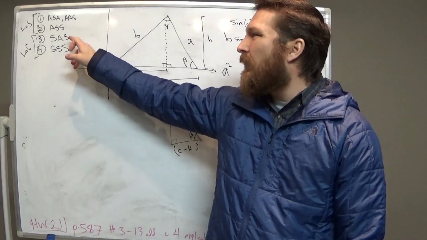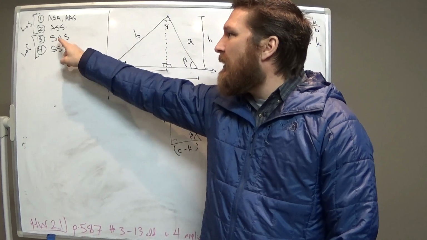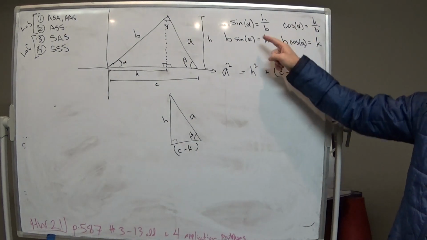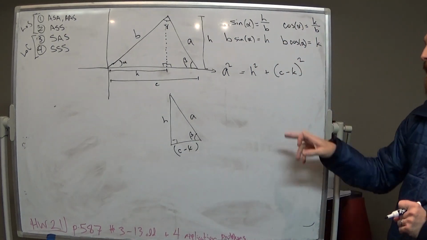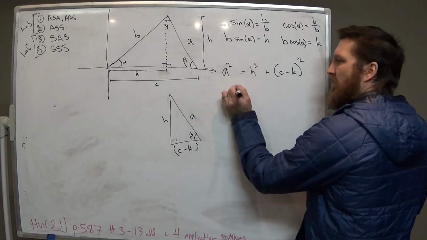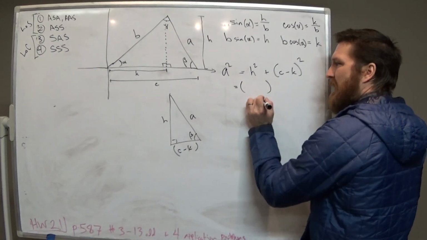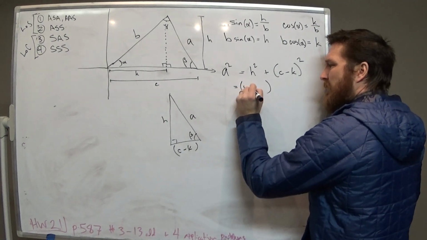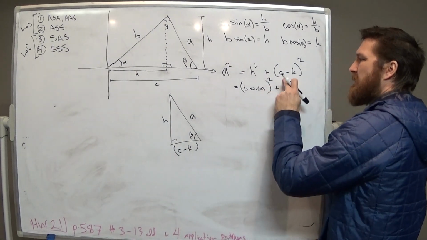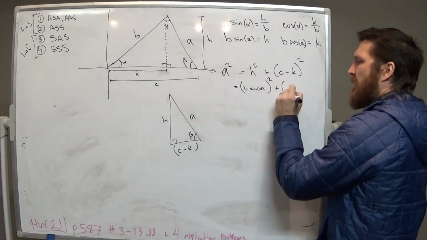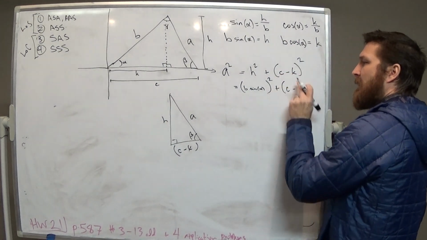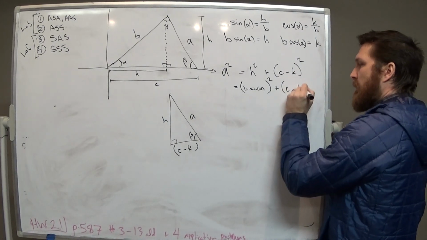What we're really working on, we're thinking about this in terms of an angle. Everything we've talked about thus far, everything we wrote on the board, was in terms of an angle, so let's get that angle in there. To do that, I'm just going to substitute. Instead of h squared, I'm going to put in (b sine alpha) squared. Now instead of c minus k, this is going to be c minus b cosine alpha.